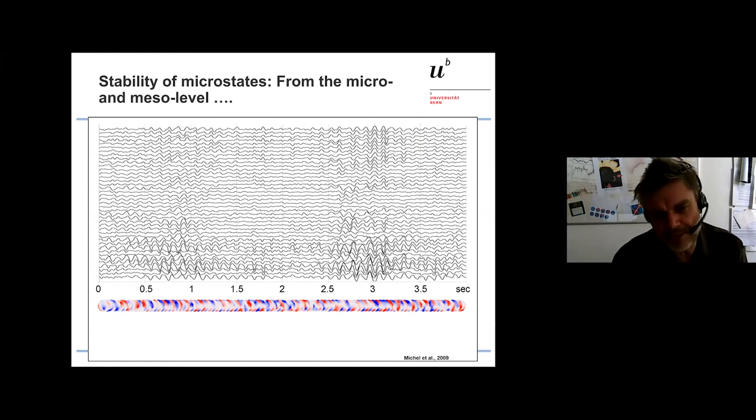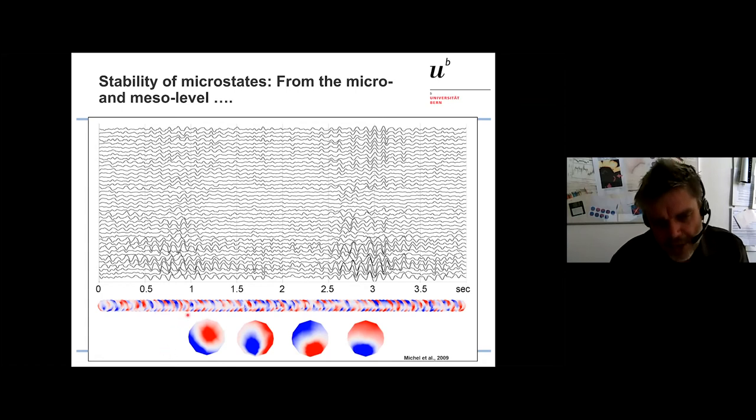And when we apply a clustering algorithm to these maps here, we see that with a really low number of spatial configurations, of maps, we are able to account for a large amount of variance of all these spatial configurations that we have observed.